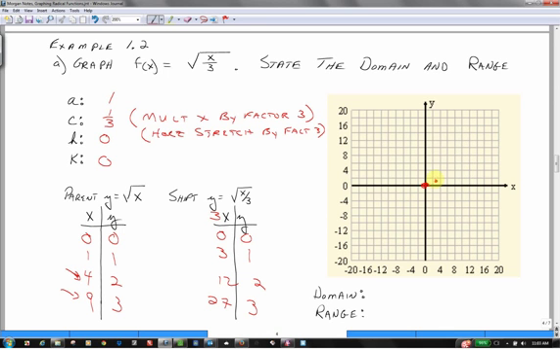And I have (12, 2). And that would be my graph. My domain is going to be all x values greater than or equal to 0. And the y values are also all values greater than or equal to 0, right? The closed bracket means equal to. Okay?